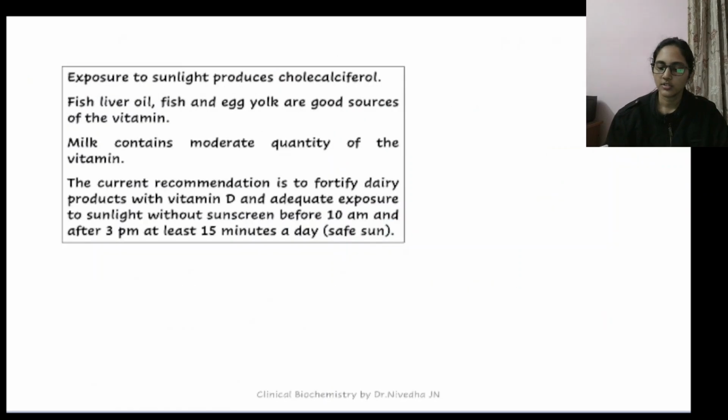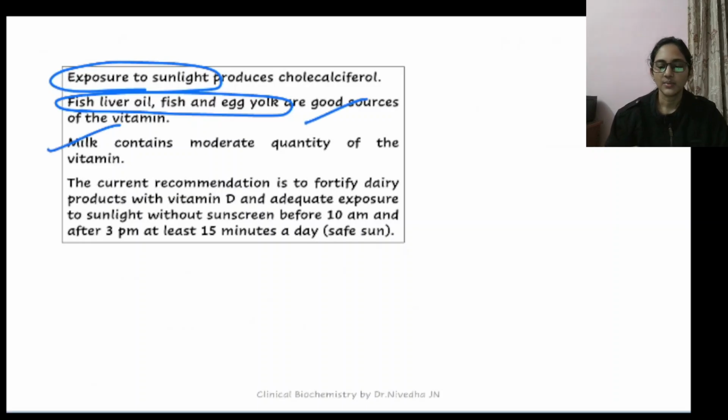And what are the sources? The main source is sunlight. Yes, the main source is sunlight. And you can have the non-vegetarian sources like fish liver oil, fish and egg yolk, which are good sources. Milk will contain a moderate quantity. Fortified products: we have food products that are fortified with vitamin D.